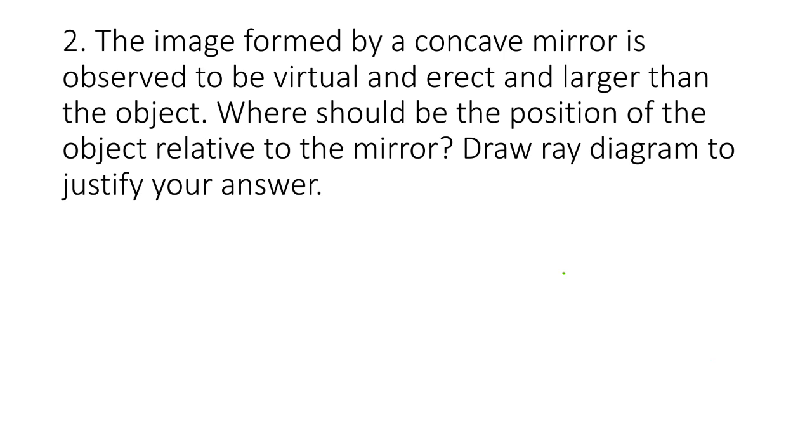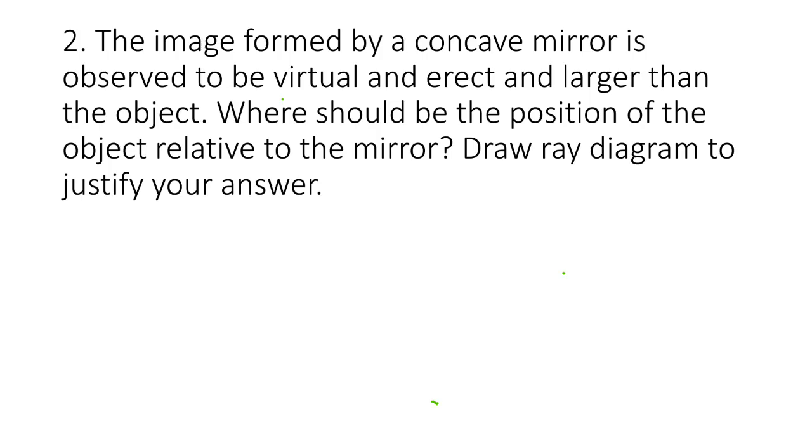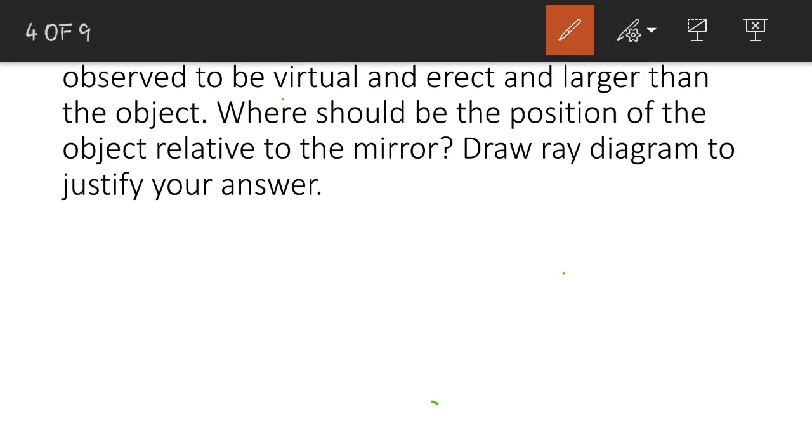Where should be the position of the object relative to the mirror? And we have to justify our answer with the help of a ray diagram. When we drew the ray diagrams, we saw 6 cases of a concave mirror. In these 6 cases only one case was there wherein we were getting a virtual and erect image. Where were we getting the virtual and erect image? We were getting the virtual and erect image only when the object is placed between pole and focus.